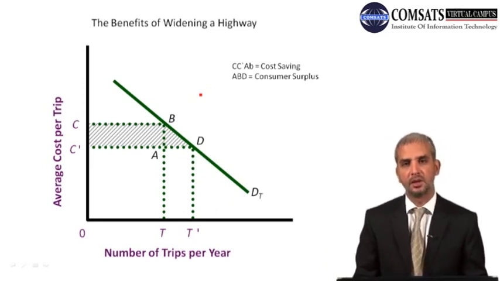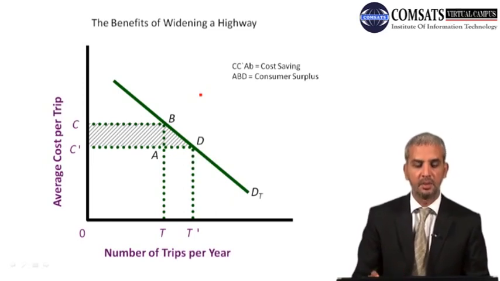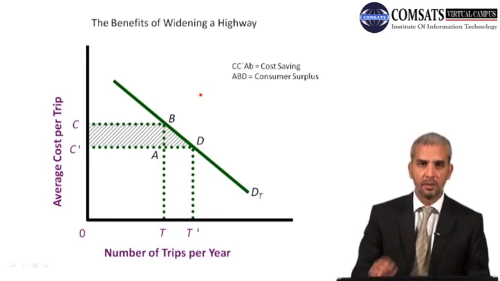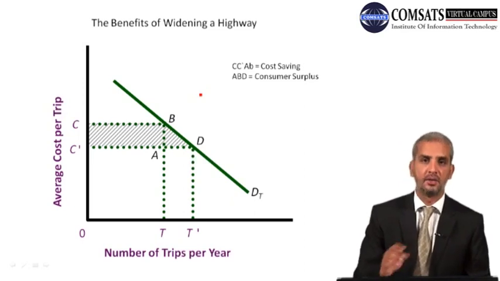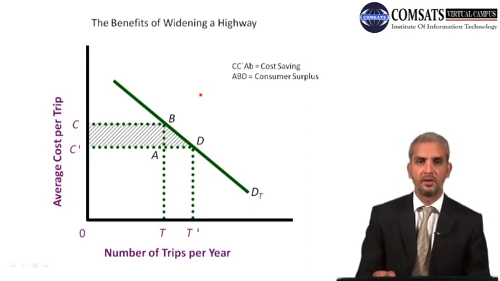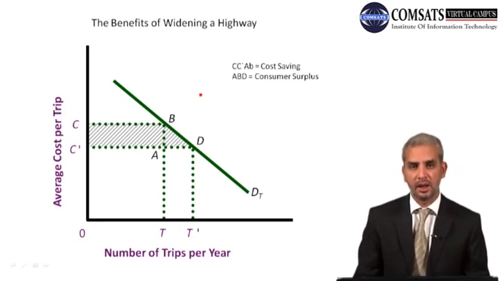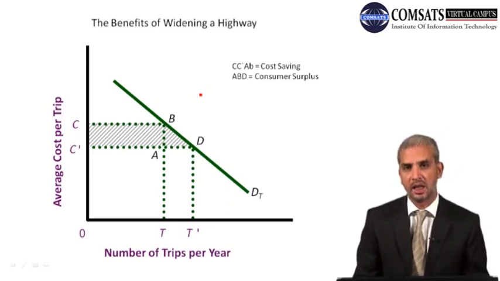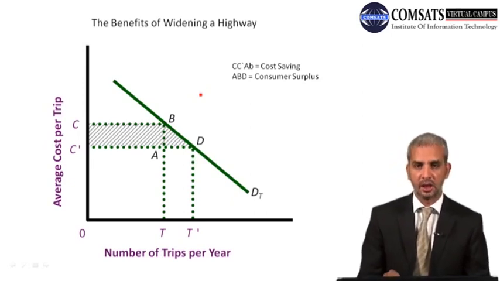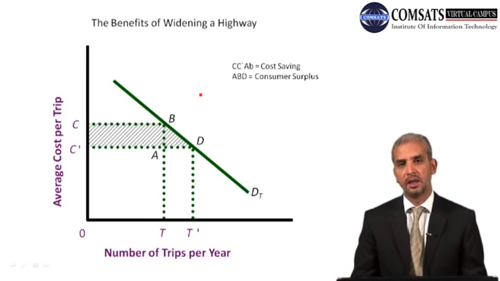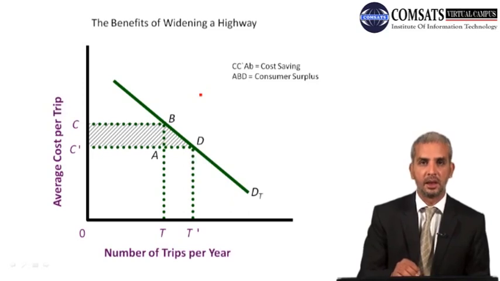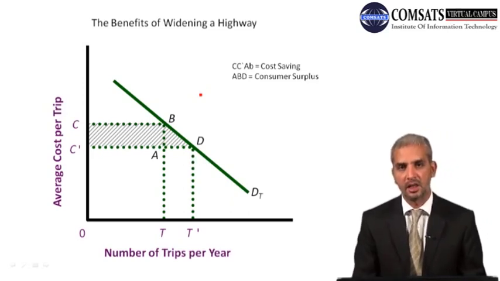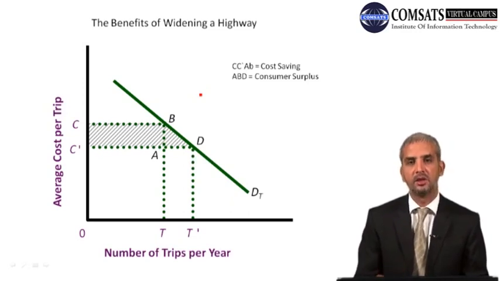So having explained the consumer surplus, over here ABD represents consumer surplus, because from B to D there are people who would be willing to go on those trips at a higher average cost also. But now, because of the widening of that highway, they are incurring a lower average cost of C slash. So now that area which indirectly goes into their pocket is consumer surplus, because the individual at point B values the trip at C, but due to expansion now he pays C slash. So in that sense, that area is consumer surplus.